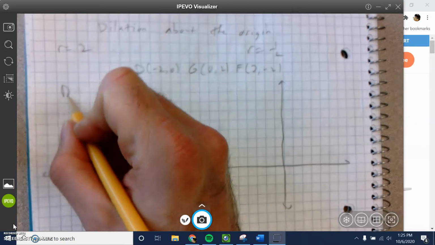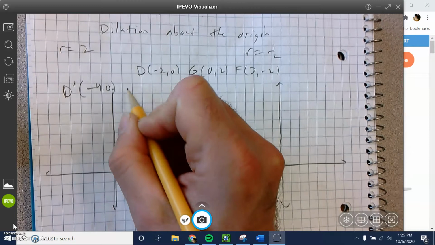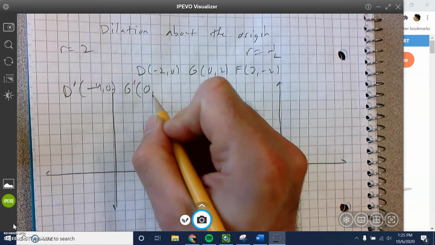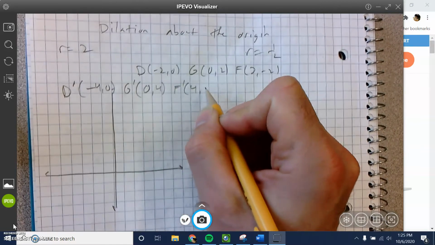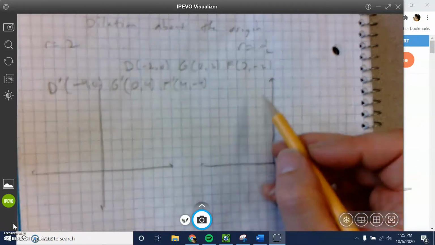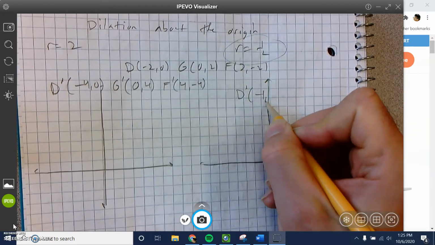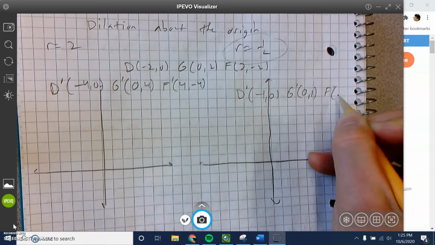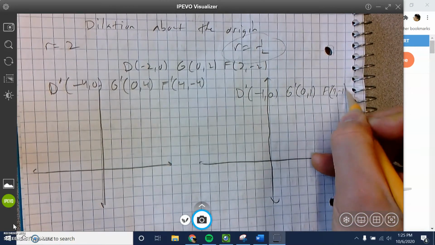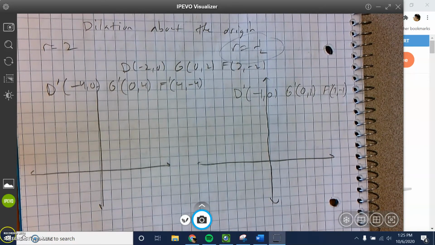Okay, in this one, D prime is going to be -4, 0. G prime is going to be 0, 4. And F prime is going to be 4, -4. Got it. Now when my scale factor is 1/2, D prime is going to be -1, 0. G prime is going to be 0, 1. And F prime is going to be 1, -1. And then you graph, and you can see the scale factor at play. Good work, everybody. Nice job.